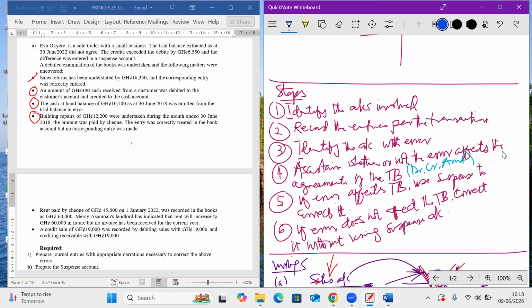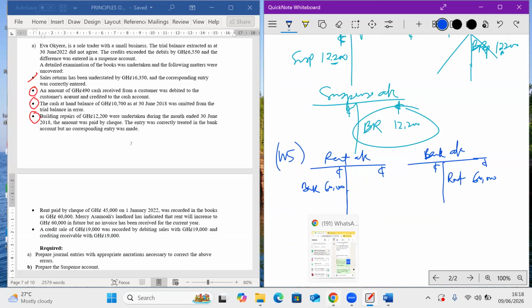Ascertain whether or not the error affects the agreement of the trial balance. The errors, do they affect the agreement of the trial balance? You look at two things. Before you answer anything, just think about the two things: the double entry and whether the figures are the same. That's all, before you say yes or no. We have errors which affect and errors which do not affect.